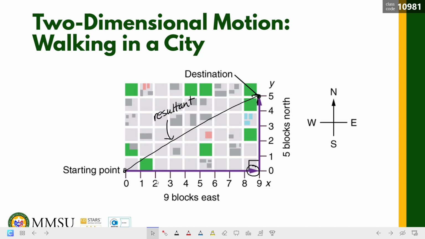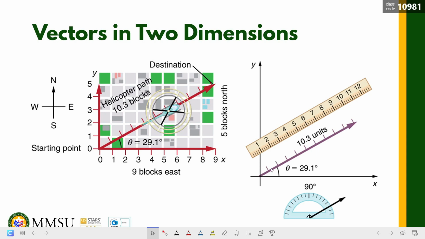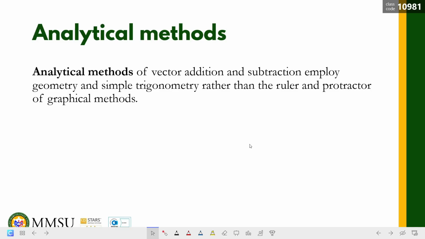We need a ruler and protractor. So if we measure the length of our arrow using a ruler, that's 10.3. Then using a protractor, we can measure theta, which is the angle from the x-axis. That is 29.1 degrees. So that's all for our graphical method. We will not focus on this. We will focus on the analytical method. Analytical methods of vector addition and subtraction employ geometry and simple trigonometry rather than the ruler and protractor of graphical methods.